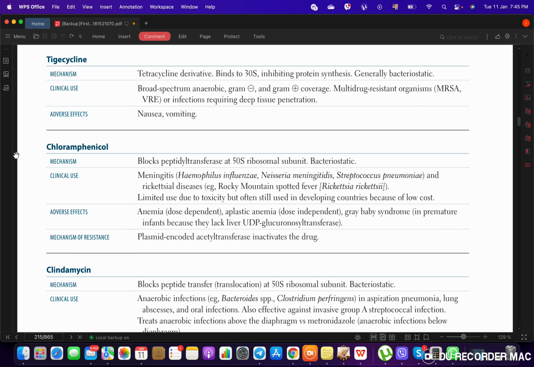Chloramphenicol blocks the peptidyl transferase at the 50S subunit of the ribosome. The clinical uses include meningitis: Haemophilus influenzae, Neisseria meningitidis, Streptococcus pneumoniae. All of these organisms have one thing in common: they are all encapsulated. Also, it can work on intracellular organisms, for example Rickettsia, which leads to Rocky Mountain spotted fever. It has limited use because of toxicity. It's mostly used in developing countries because of low cost, especially for meningitis.